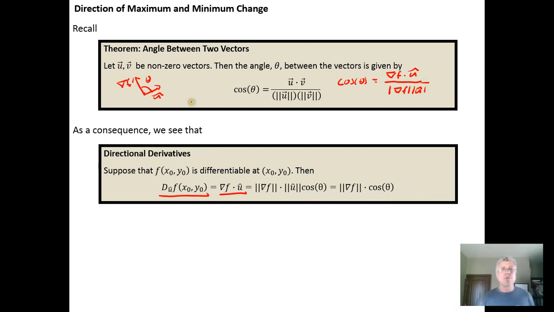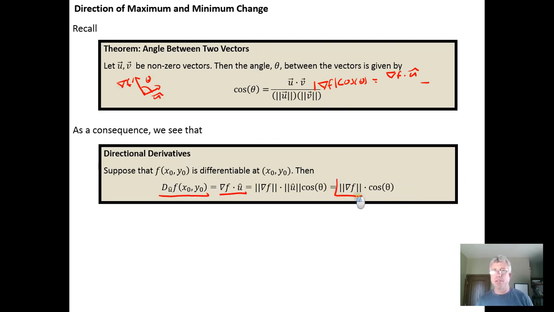And then what we want to remember is u hat is a unit vector. It's a vector of length 1. That's what it means to be a unit vector. So the size of a unit vector is just 1. So I don't even need that down there, because 1 times the size of the gradient will just be the size of the gradient. And then if I multiply both sides by the size of the gradient vector, I discover that the gradient of f dot u hat is just the size of the gradient vector times the cosine of the angle formed by the gradient vector and u hat.